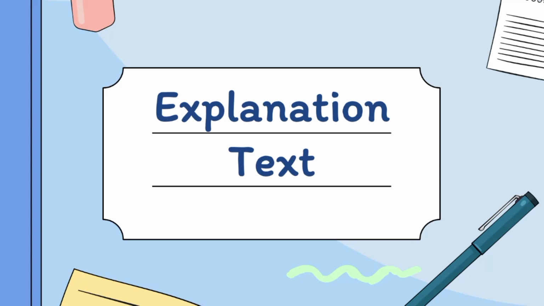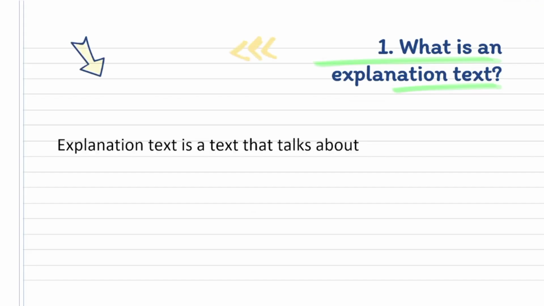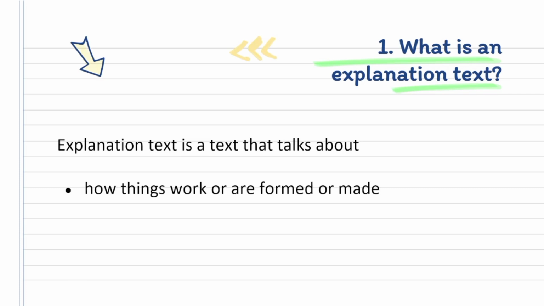Explanation text, often called how and why text. Okay, so let's see. What is an explanation text? Explanation text is a text that talks about, first, how things work or how things are formed or made. And second, it can also talk about why things happen. So, how things work and why things happen.